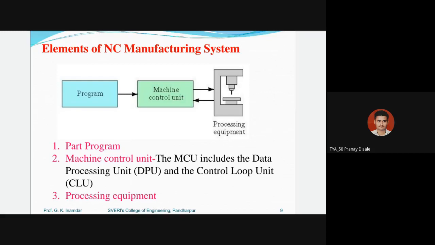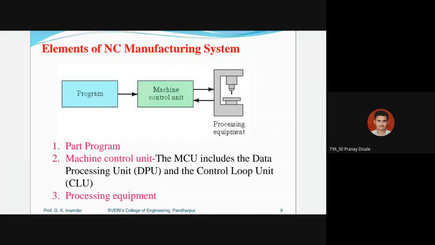Now the next point is elements of the NC manufacturing system. I have given notes also. Handwritten notes are also available. So I will send these notes as early as possible. After scanning these notes, I will give them to you in digital format.